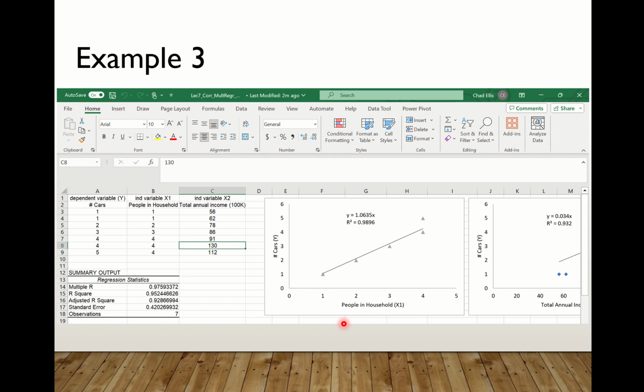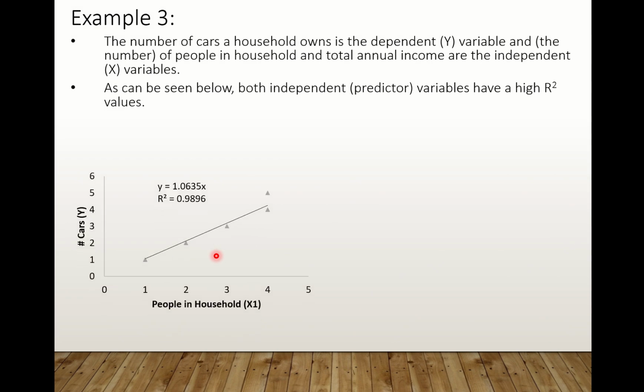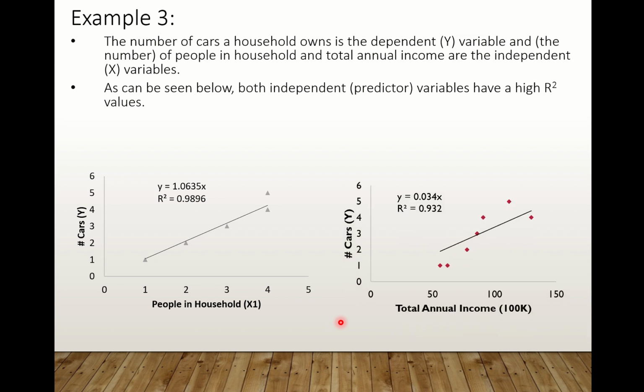Okay, let's do another example here. In this example, our dependent variable Y is going to be the number of cars a household has, and there are two independent variables. One is the number of people in that household. The second one is the annual total income within that household itself. The first thing we can do is a scatter plot between both of those variables. We can see that we have a positive relationship between both the people in the household and the income versus how many cars are found at that household.